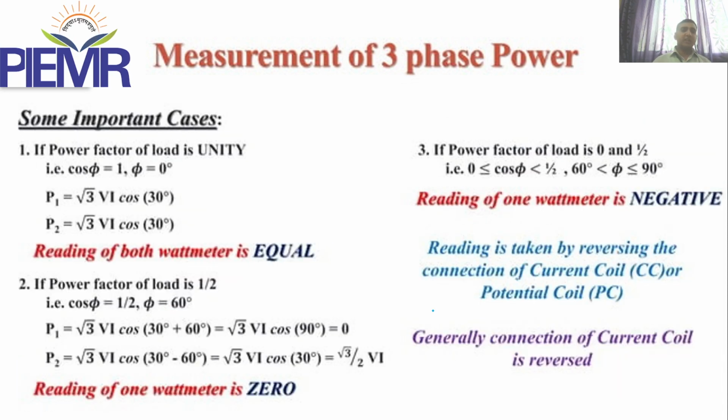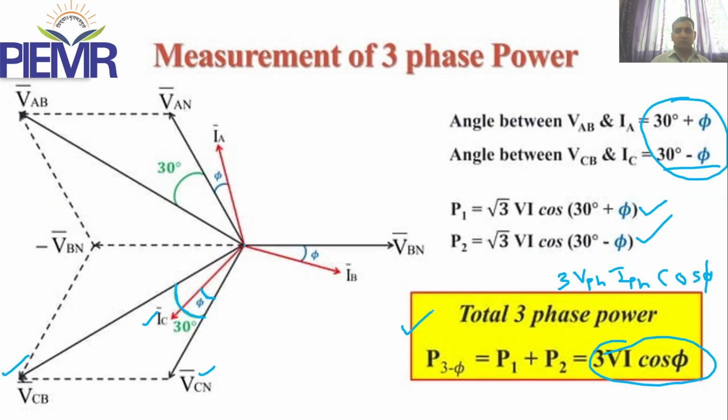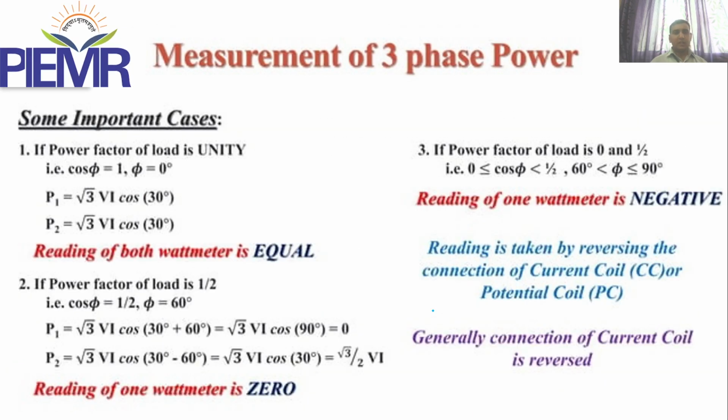So what are the special cases for this? Some of the special cases and treatment are like this. One more thing to note is that if the power factor is unity, or when phi is equal to 0, then both the wattmeters read equal values. If the power factor is half, then phi is 60 degree, then one wattmeter reads zero and the other has some positive value.